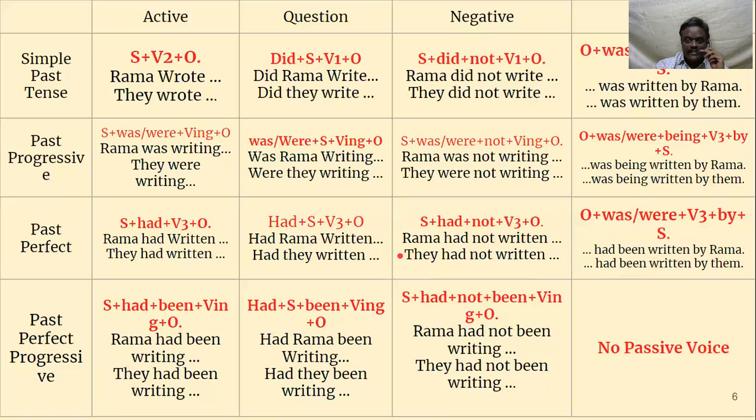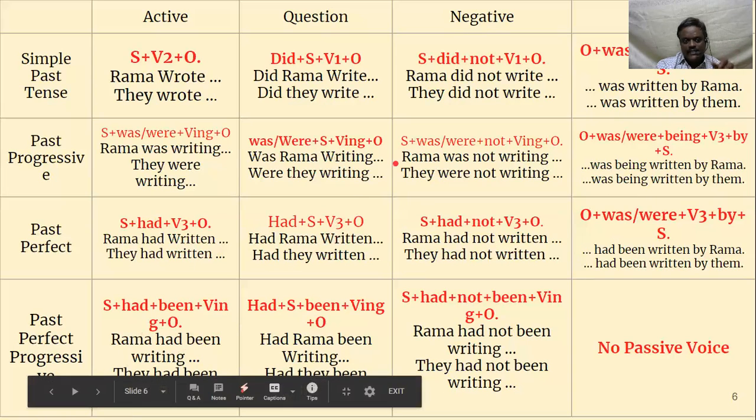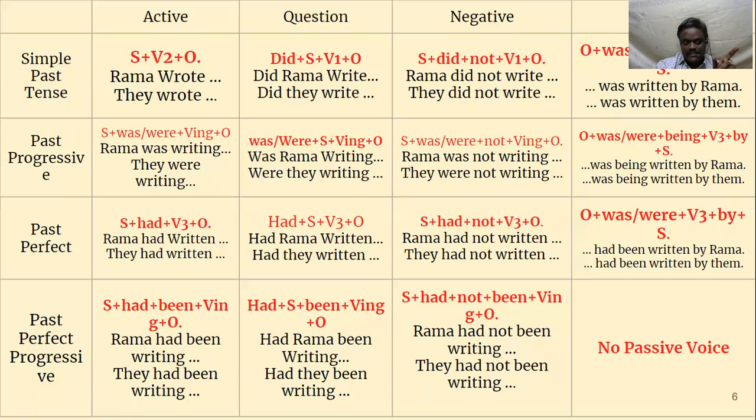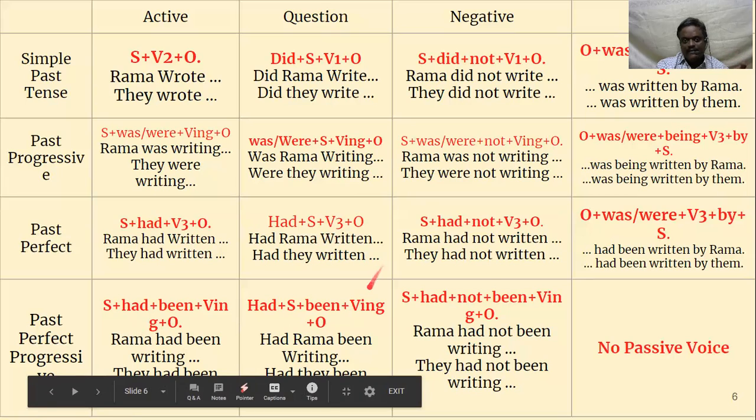But in present perfect tense, of course, we have to use either has or have. In past perfect tense there is no problem, so we can use had directly. And the past perfect progressive, the same rule: had plus been plus verb being form. In present perfect continuous tense, we use have plus been plus verb being form. Same have form only, but here instead of has or have, we use had. That's a simple thing. Rama had been writing a letter. They had been writing a letter. As far as questions are concerned, the helping verb has to be brought forward. Had Rama been writing a letter? Had they been writing a letter?